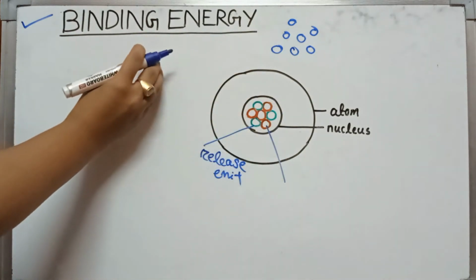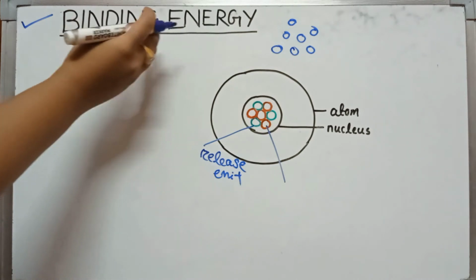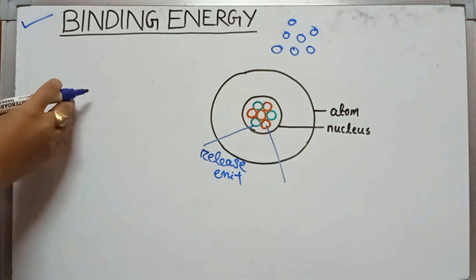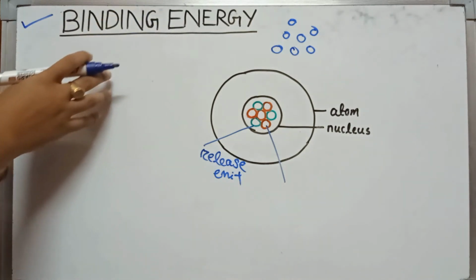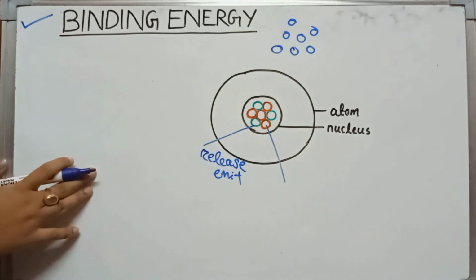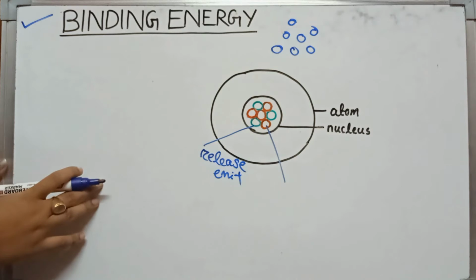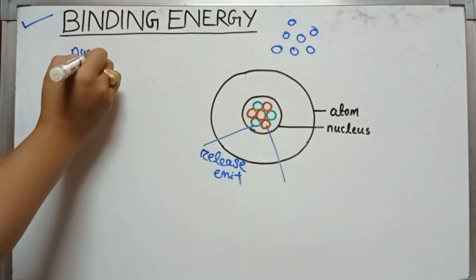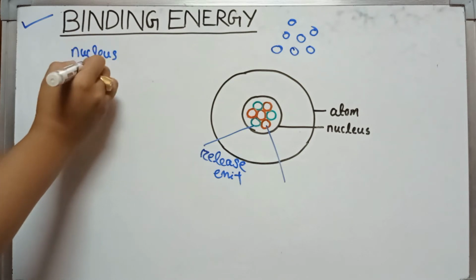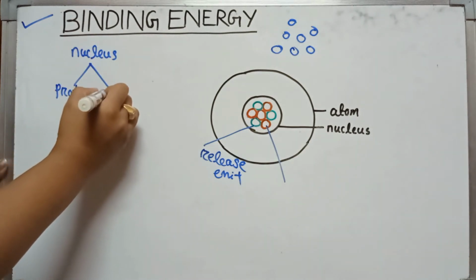For hydrogen, the binding energy is less. For nitrogen, the binding energy is different. For iron, the binding energy is more. And how it differs, we discuss briefly. Okay? See here, student. We know that the nucleus consists of proton and neutron.